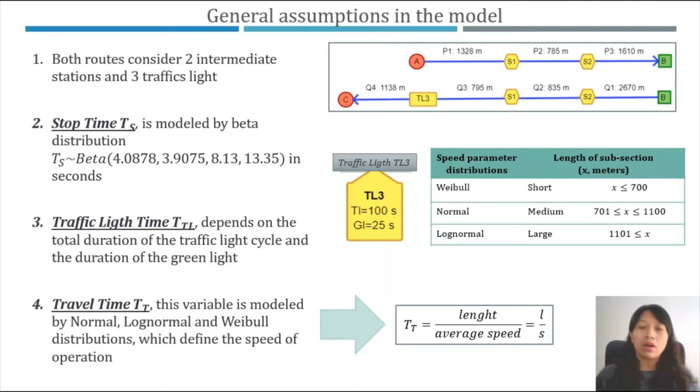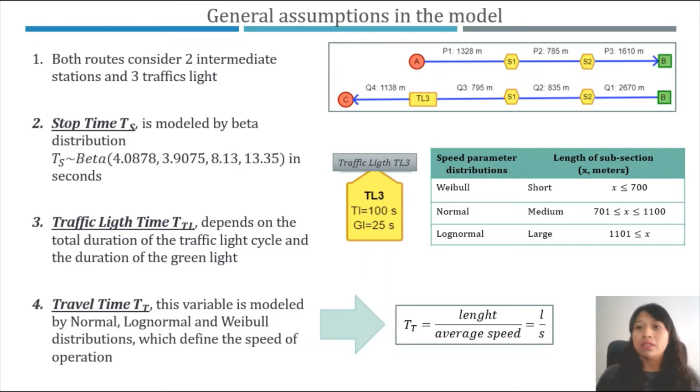For this assumption, the traffic light time depends on the total duration of the traffic light cycle and the duration of the green light. For example, on the right, there are the parameters of the traffic light TL3. The first parameter is TL, total light, equal to 100 seconds. The second parameter is GL, equal to 25 seconds. This is the parameter of the green light.